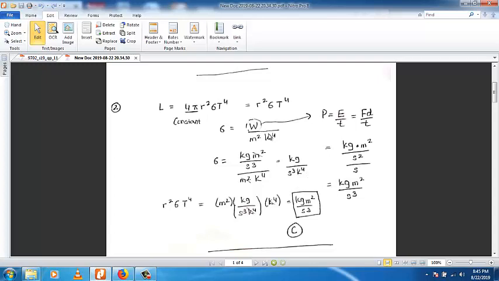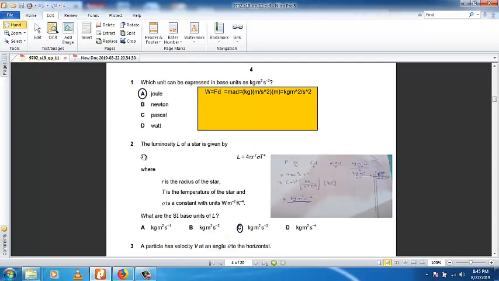So now we know the units of r and t, they are meters and Kelvin. So we can put them here. For r square it's meter square, for sigma it's kg per second cube Kelvin raised to the power 4, and t raised to the power 4 is Kelvin raised to the power 4. So this becomes kg meter square per second cube. So this is C. For question number 2, the answer is C.